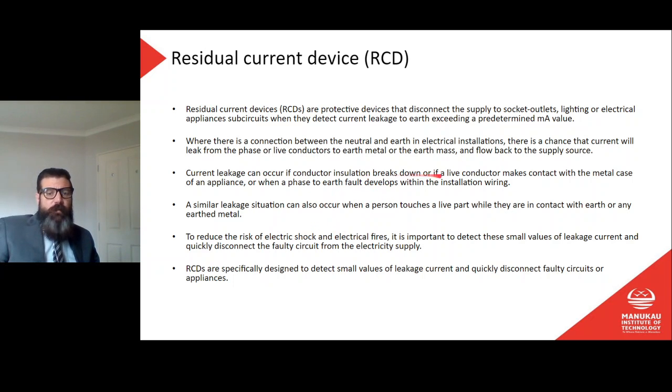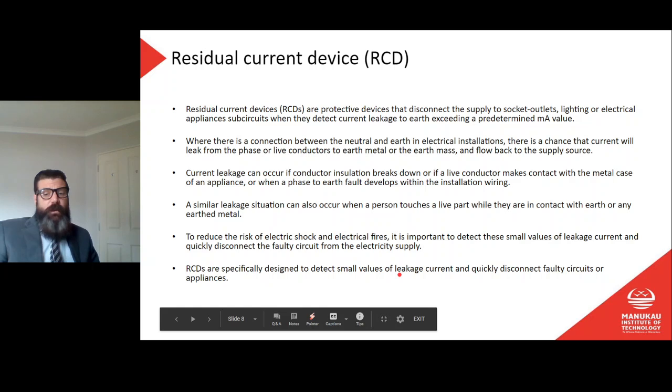Current leakage can occur if conductor insulation breaks down or if a live conductor makes contact with the metal case of an appliance, or when a phase to earth fault develops within the installation wiring. A similar leakage situation can also occur when a person touches a live part while they are in contact with earth or any earth metal. To reduce the risk of electric shock and electrical fires, it's important to detect these small values of leakage current and quickly disconnect the faulty circuit from the electricity supply. RCDs are specifically designed to detect small values of leakage current and quickly disconnect faulty circuits or appliances.